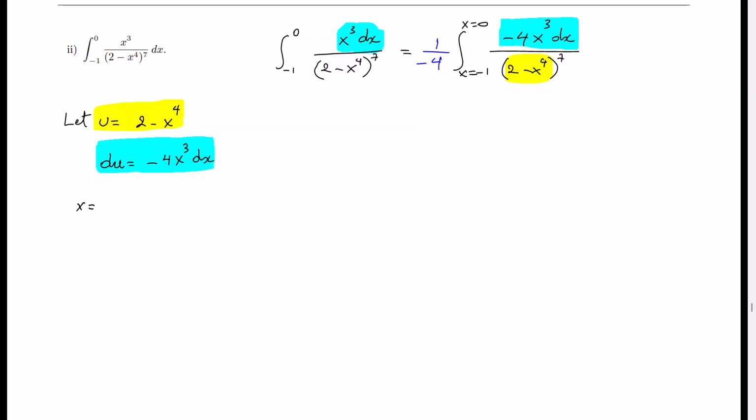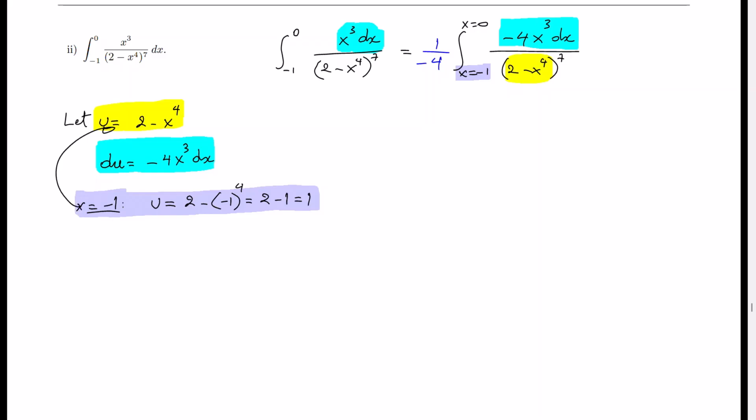So I'm going to make a little note. If x is negative 1, what will be the u? To discover what the u has to be, I use that equation: 2 minus negative 1 raised to the power of 4. Well, that's just simply 2 minus 1, which is just simply equal to 1. And so that's the new lower bound, right? So this replaces the x equal to negative 1.